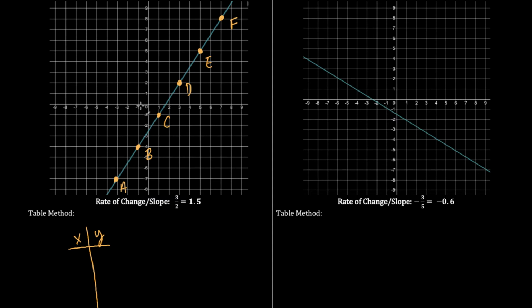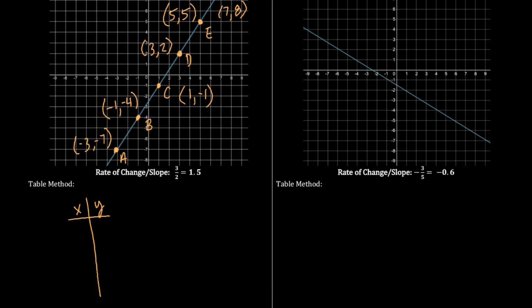Alright, A is -3, -7. B is -1, -4. C is 1, -1. D is 3, 2. E is 5, 5. That one's easy. And F is 7, 8. So let's place this information in our table.